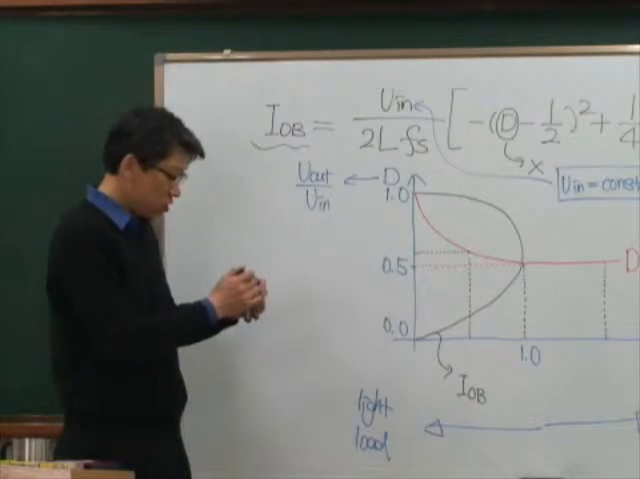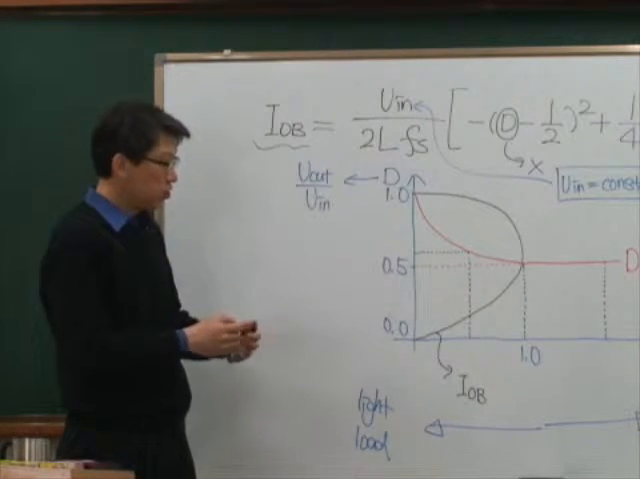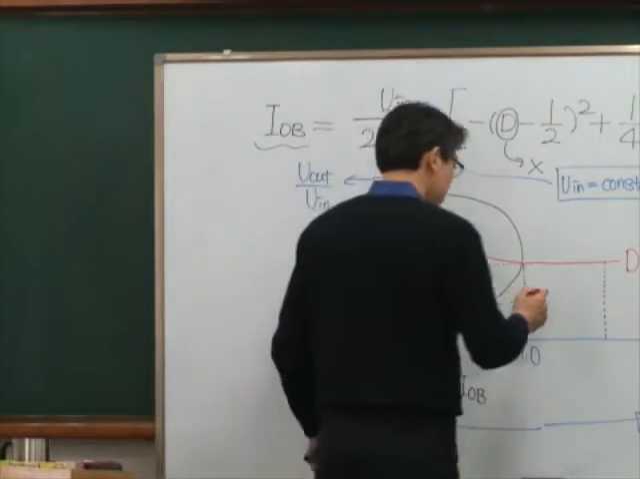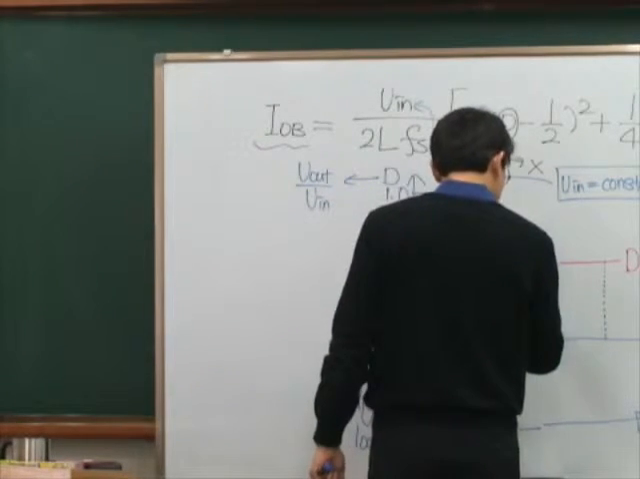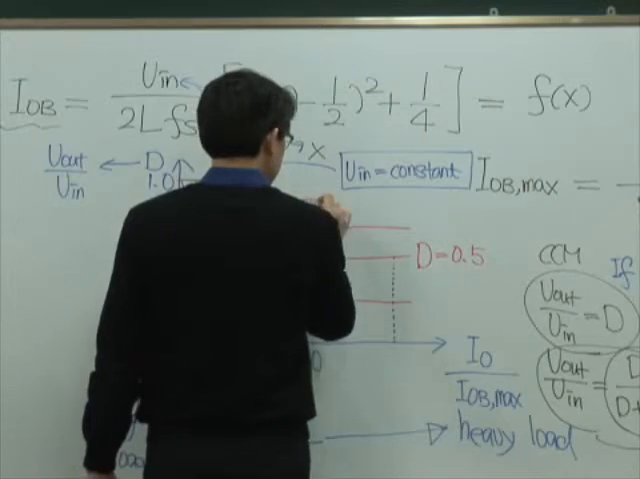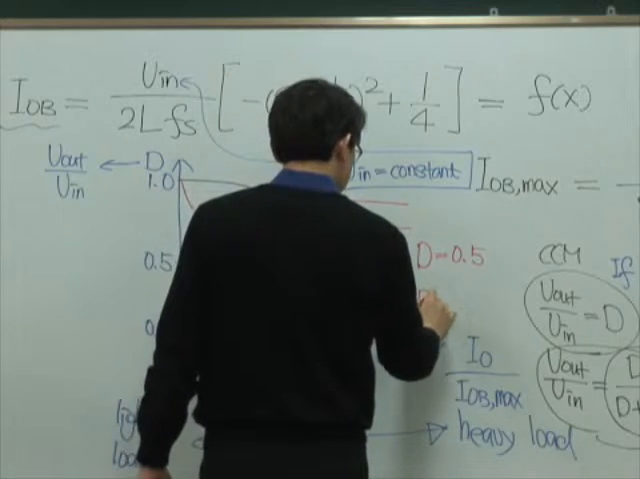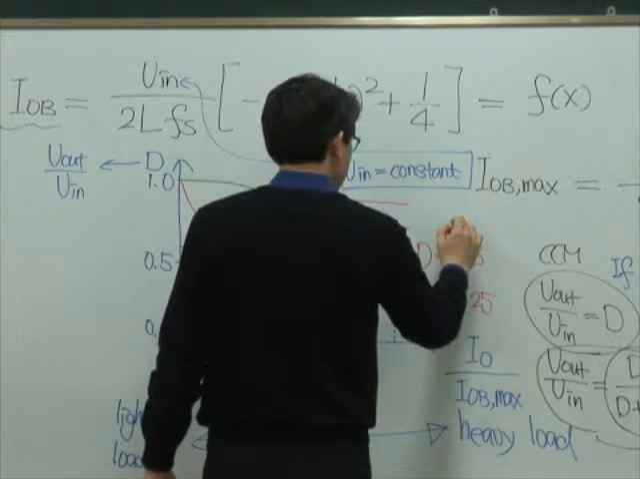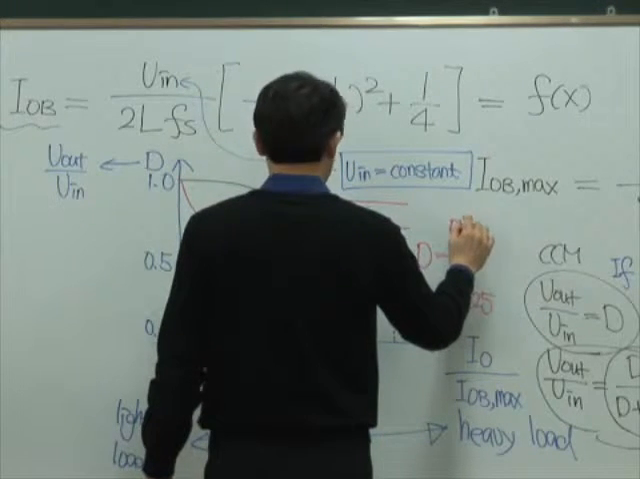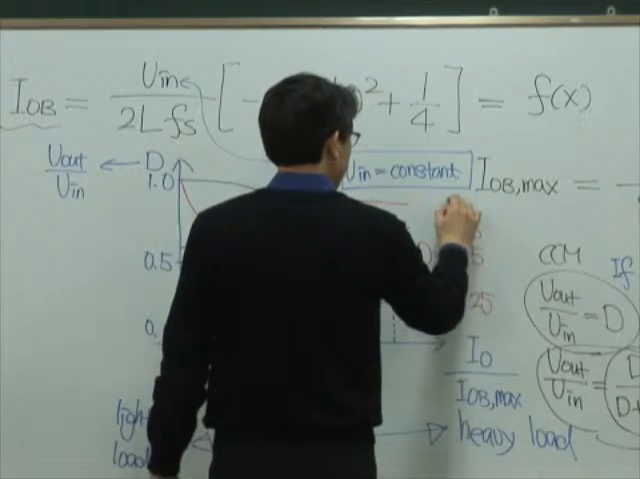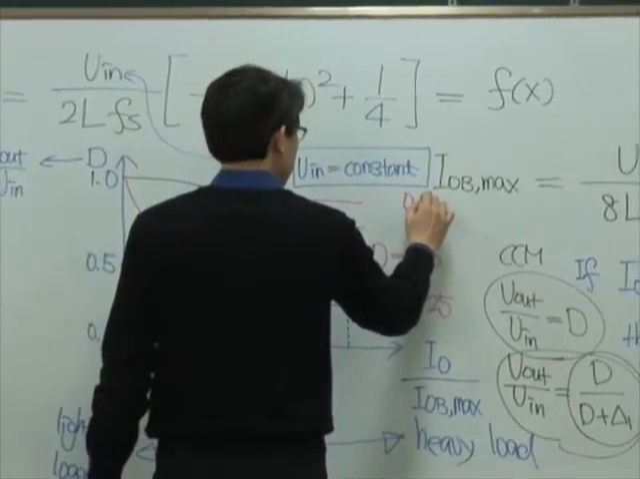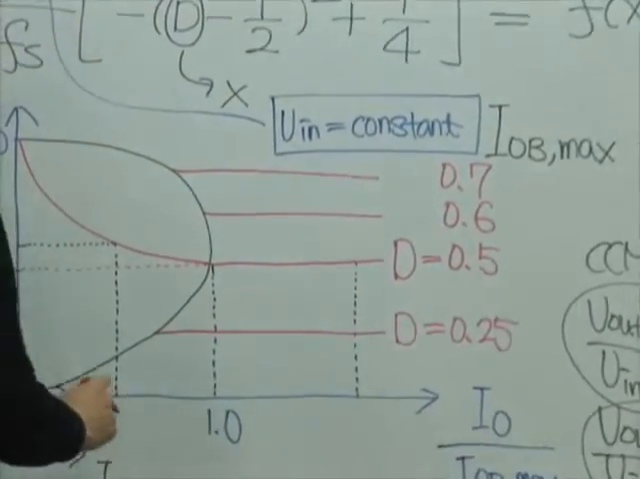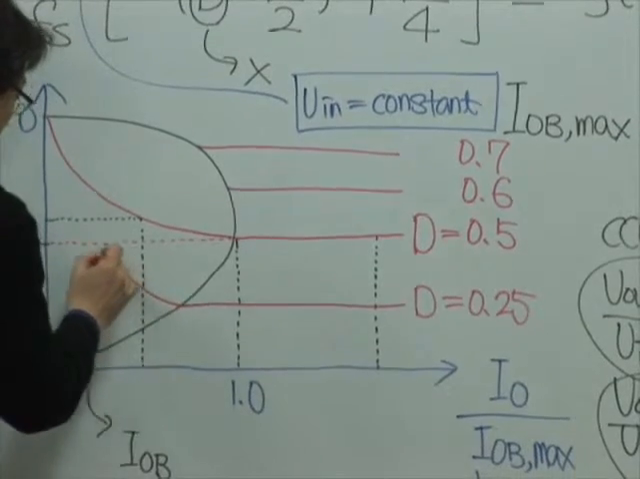네. So if I draw this same kind of curve for different duty, then this is going to be like this. Okay? So let's say this is duty 0.25, 0.6, 0.7. Okay? Then this becomes like this.